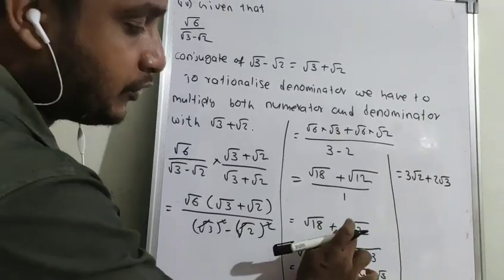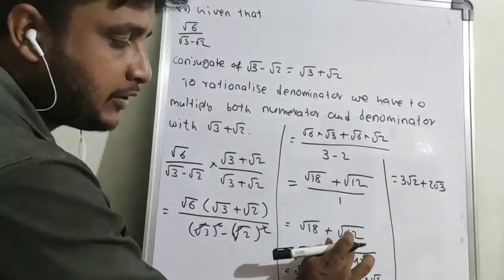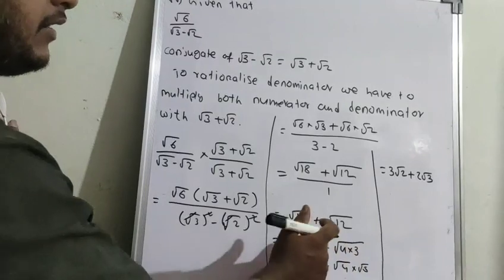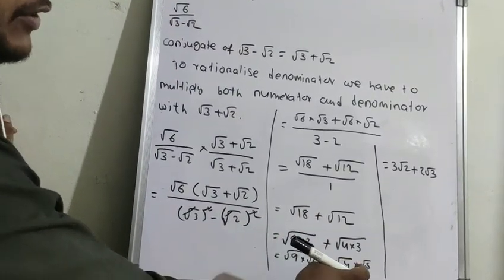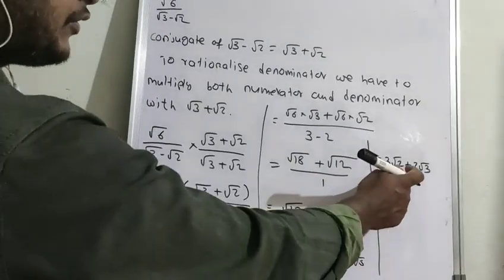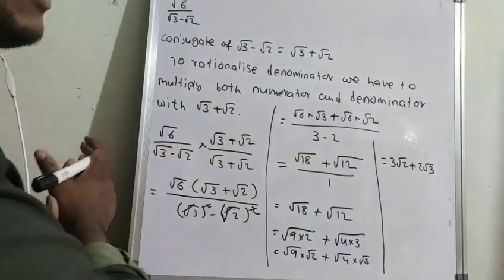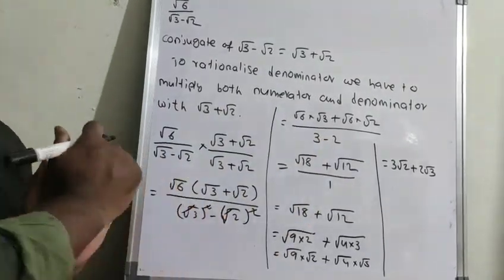And here root 12. Check once: is it possible to write 12 as a product with a perfect square or not? Yes, it is possible. Then the formula root mn equals root m into root n applies. Root 9 into root 2 plus root 4 into root 3. Root 9 value is 3, so 3 root 2 plus root 4 value 2, so 2 root 3. But it is not always possible for all questions, and whenever it is possible, you have to solve it.